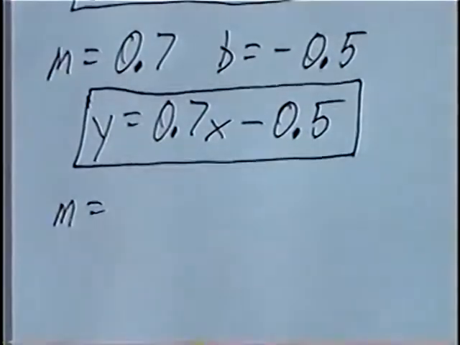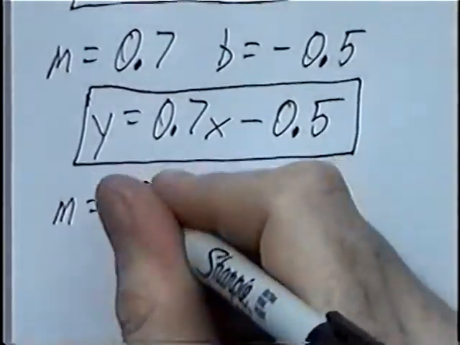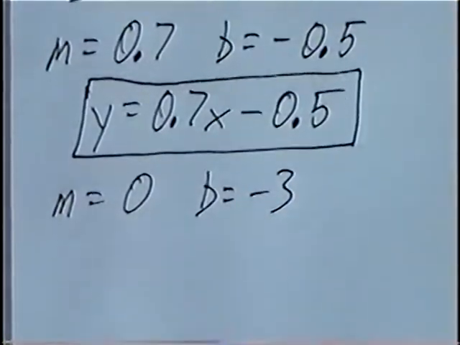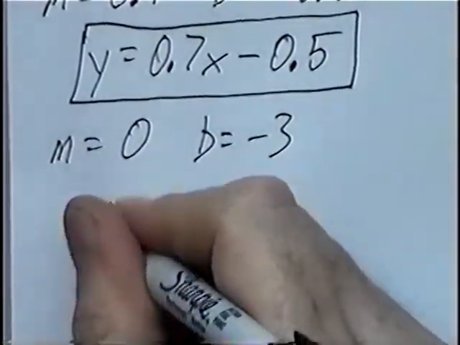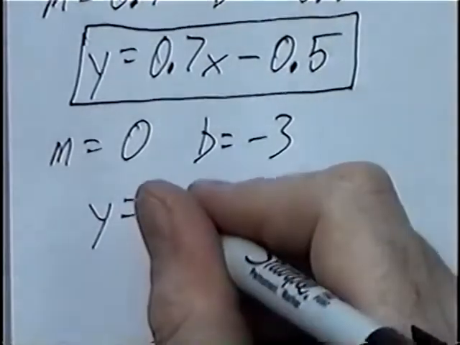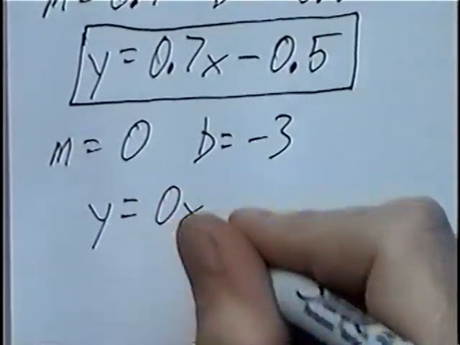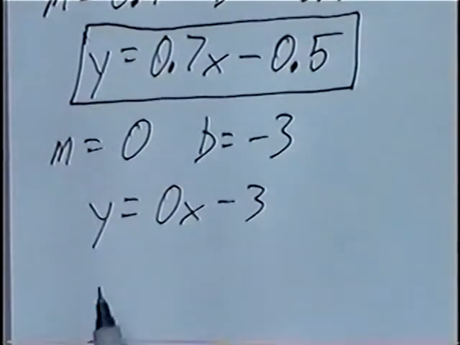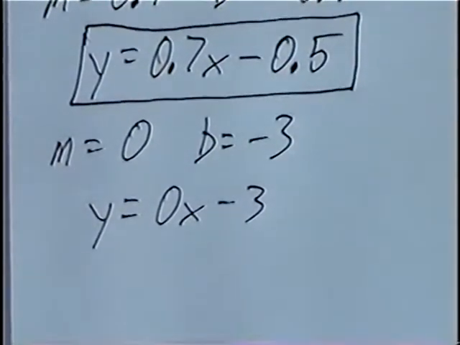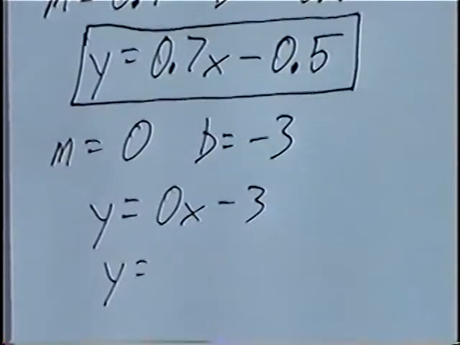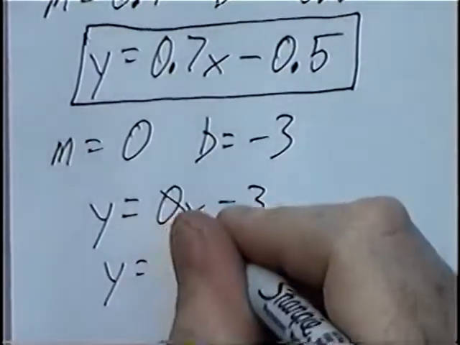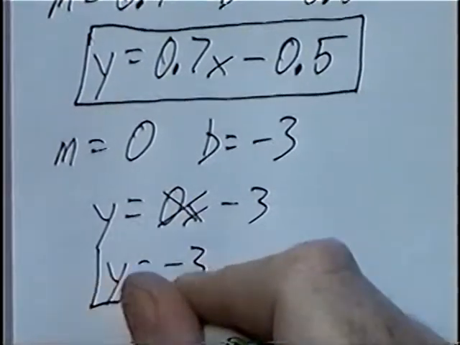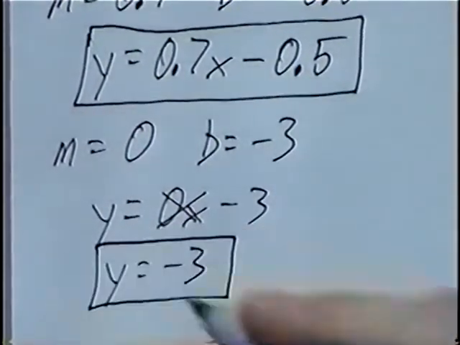And last problem for the section, m equals 0 and b equals negative 3. The equation y equals, plug a 0 for m, we'll have 0x, and b is a minus 3. So y equals 0x minus 3. Simplifying, 0 times x would be 0, and minus 3 would just be minus 3. So the equation is y equals negative 3.